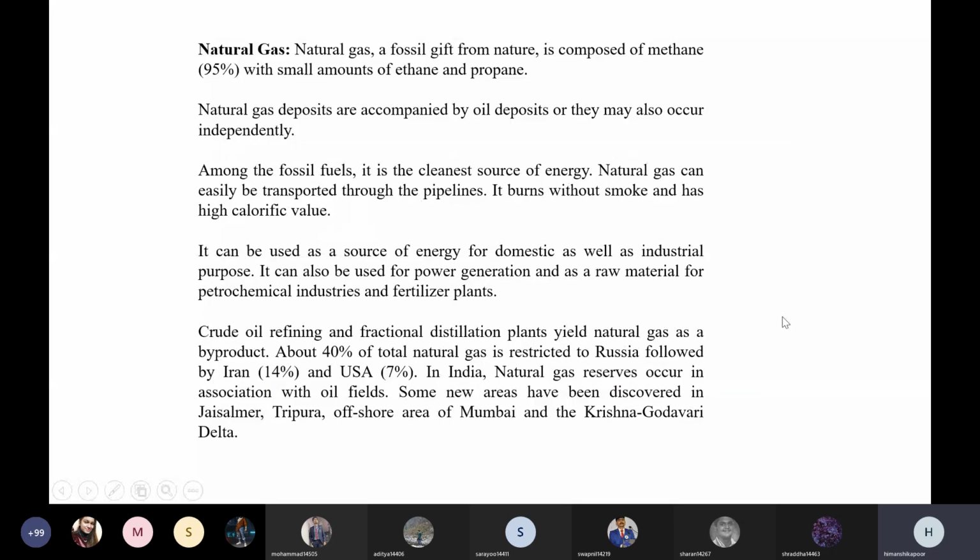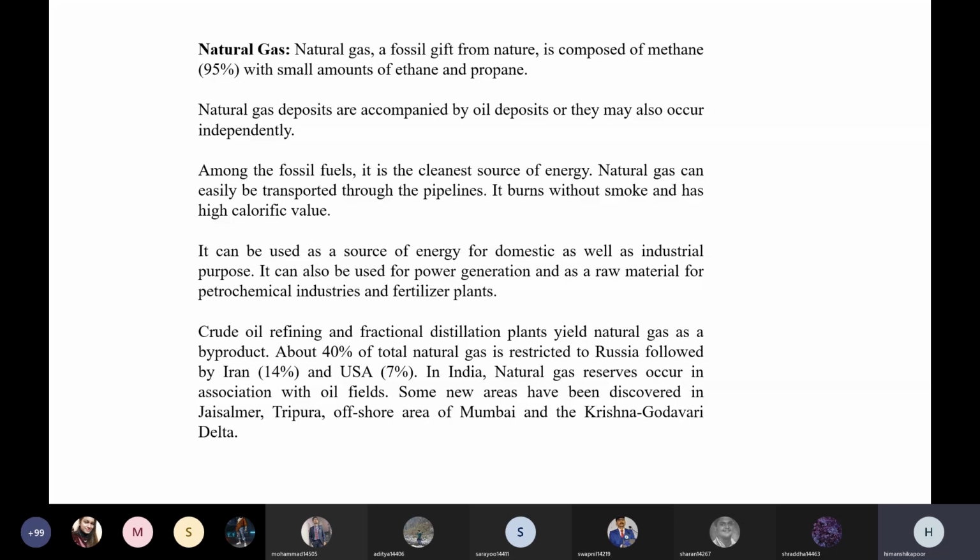Okay. So if we compare all the three fossil fuels, then natural gas is the cleanest source of energy. It burns with a blue flame. It does not produce smoke, and it has high calorific value. Since it is a gas, it can be transported easily. If we see the weight, it is not that dense. We have been using natural gas since time immemorial for domestic purposes, and also for industrial purposes. So it is a very good energy resource.